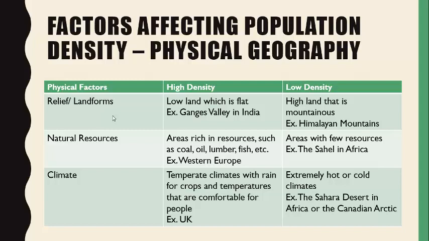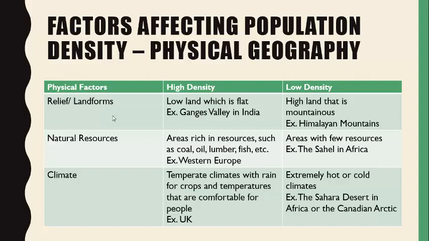More temperate climates, so places that aren't too hot, not too cold, that get some rain but not so much that it's always flooding, tend to support a high population density. A really good example of that would be the United Kingdom, a relatively small island but with a population of about 100 million people. It has all these factors working in its favor.